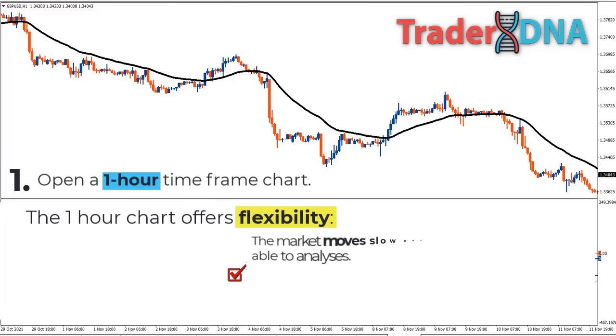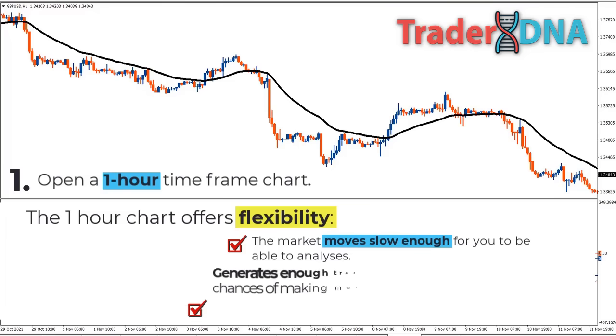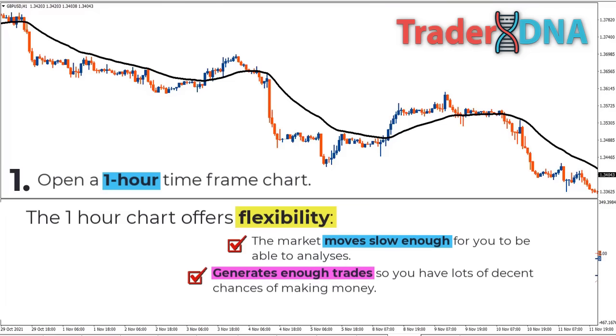The market moves slow enough for you to be able to analyze the chart for trading opportunities and also generates enough trades so you have lots of decent chances of making money. Also, the size of the stop loss will be much lower than if you were trading the daily chart.